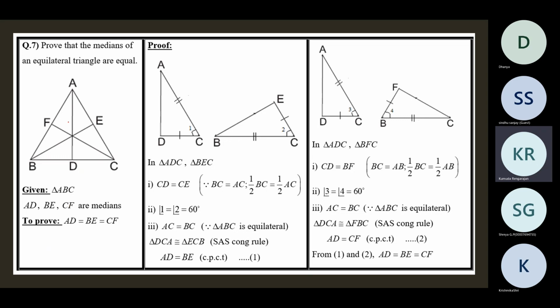All right. So we have all the three sides equal because it's an equilateral triangle. We have each angle equal to 60 degrees because it's an equilateral triangle. And since AD, BE, and CF are medians, D is the midpoint of BC, E is the midpoint of AC, F is the midpoint of AB. So AF is equal to FB, BD is equal to DC, AE is equal to EC. So we have so much information. We just have to prove that AD is equal to BE is equal to CF. The three medians are equal. That's what we'll have to prove.